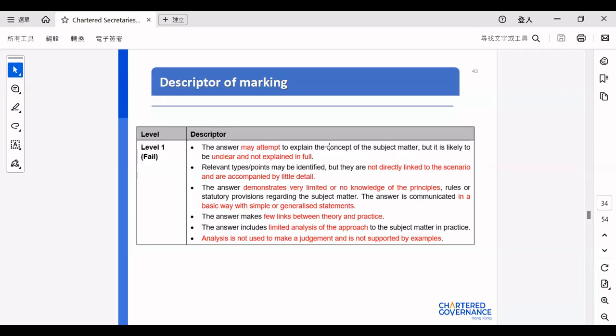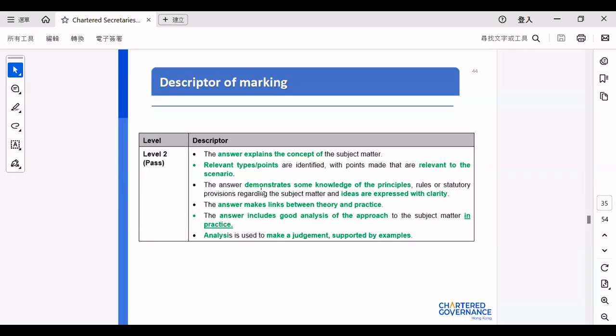It may not be exactly the same as the one you see in the marking scheme, but if you do not link to the scenario, if you do not know what is the model to be used, you do not analyze the thing, probably there's very high chance of failure. I mean, this is of general applications. You will get a pass if you can explain the concept of the subject matter. That's very important.